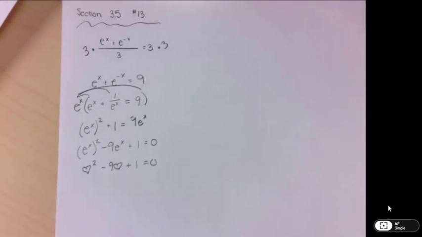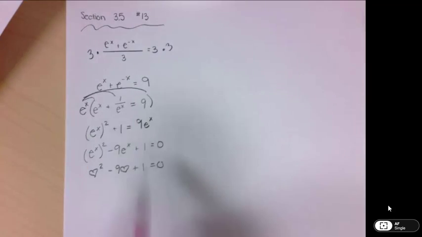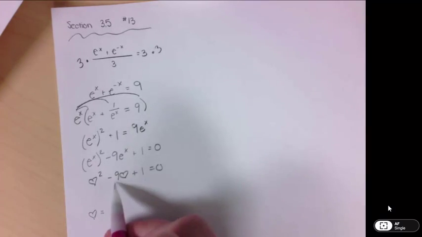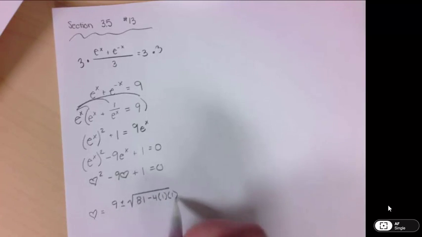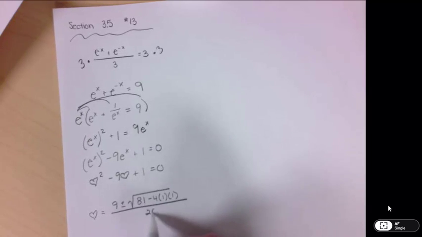So there's 2 ways to solve a quadratic. Well, technically 3. We could factor it. So to factor, you'd say what multiplies up to 1 but ends with 9. There's nothing. So the second way is to use the quadratic formula. So you could start off with heart equals, instead of x, the opposite of b, which is 9, plus or minus the square root of b squared, which is 81, minus 4 times a times c, all over 2 times a.